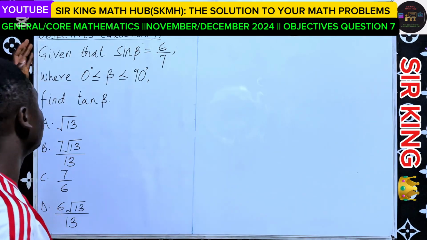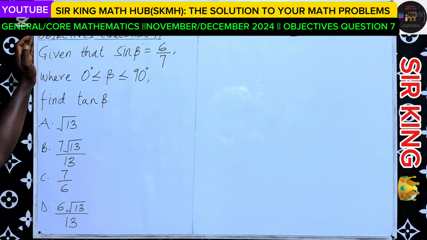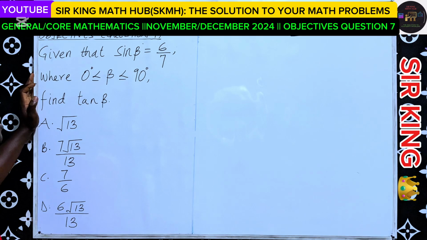Let's quickly look at this particular question. It's a question on general mathematics, November-December 2024. This is objective question 7. Given that sine beta is 6 out of 7, where beta is located within the range 0 degrees to 90 degrees inclusive, we have to find tan beta.